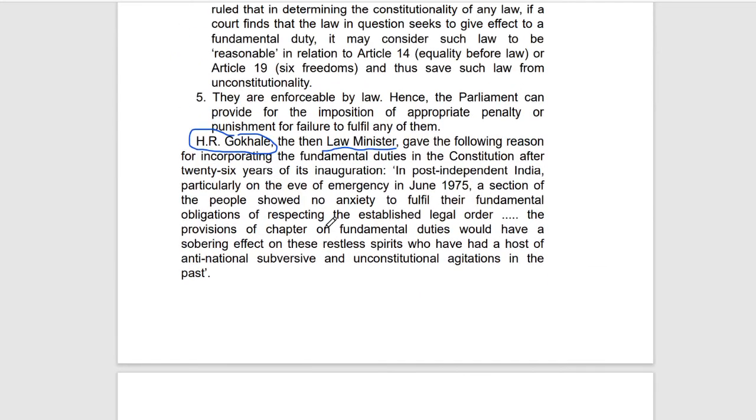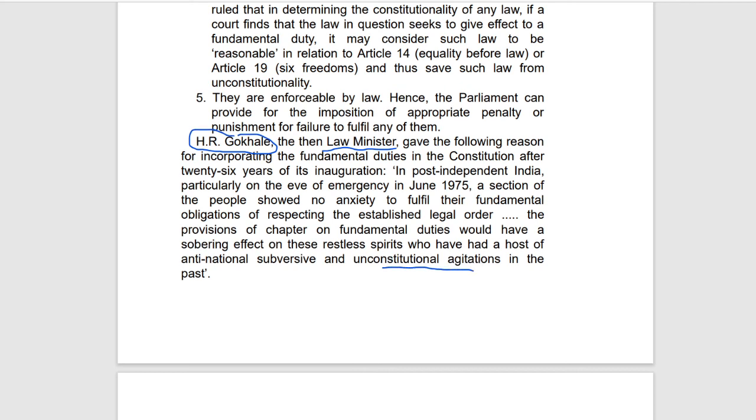So you can see here that I have converted this entire paragraph. Mr. H.R. Gokhale says what? He says a very comprehensive statement, but I am going to convert this entire saying of H.R. Gokhale into only one line. What will I say here? I can say here that H.R. Gokhale, that is the law minister, has simply said in one line that fundamental duties are important to put a check against anti-national or unconstitutional agitations.